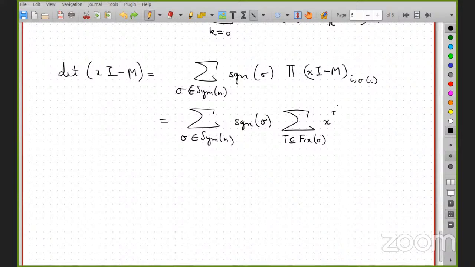So these are the things where I choose X. These are the only places where I can choose X. If I choose X, it better be a fixed point of sigma, right? Otherwise you cannot. And on the rest, I just do, yeah.